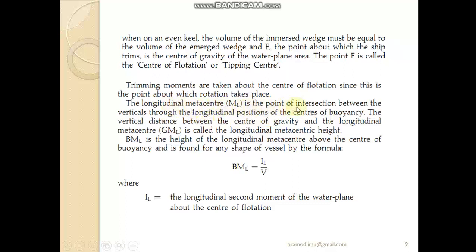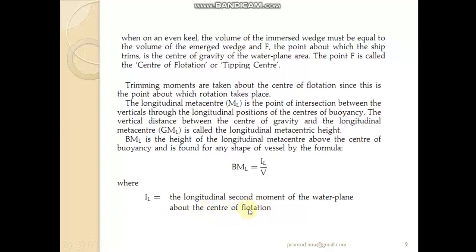The longitudinal metacenter, as we all know, is a point of intersection between verticals through longitudinal position of center of buoyancy before inclination and after inclination. This vertical distance between center of buoyancy and metacenter, BML, is what we call longitudinal metacentric height. So BML is height of the longitudinal metacenter above the center of buoyancy, and it is nothing but IL by V, where IL is the longitudinal second moment of water plane area or moment of inertia about the center of flotation.